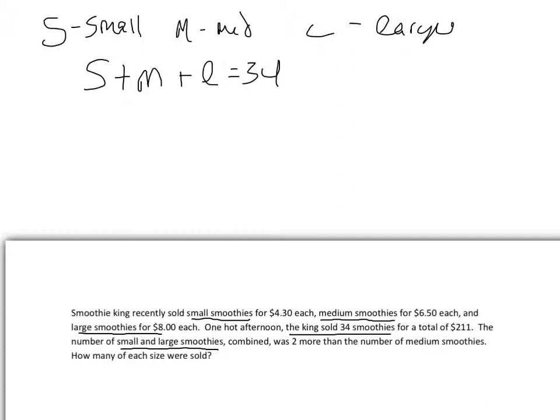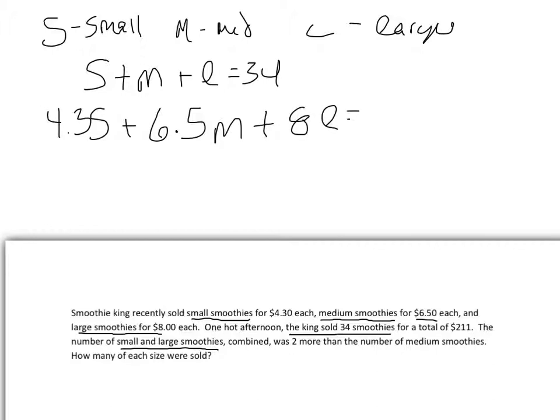Then there's this money bit as well. Smalls were 4.30, so we can say 4.3S plus 6.50 for medium, so 6.5M plus 8L. So once again, this is the money from the smalls, the money from the mediums, the money from the large. That should equal the total amount of money, which is 211.